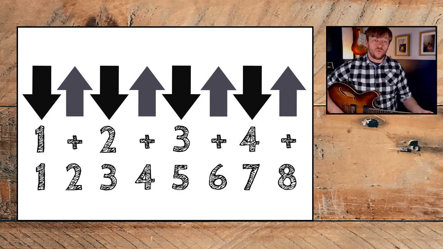So we'd count that as 1 and 2 and 3 and 4 and, down, up, down, up, down, up, down, up. 1 and 2 and 3 and 4 and, 1 and 2 and 3 and 4 and.